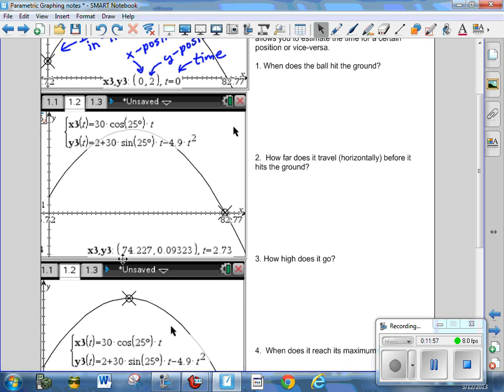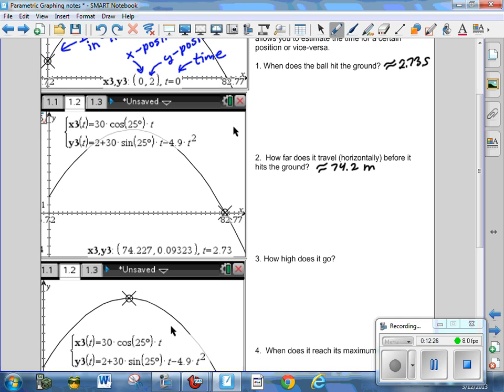And x is about 74 meters from where it was thrown. So that answers the first two questions on the graph. Approximately, when does the ball hit the ground? At 2.73 seconds. And how far does it travel horizontally? Approximately 74.2 meters.